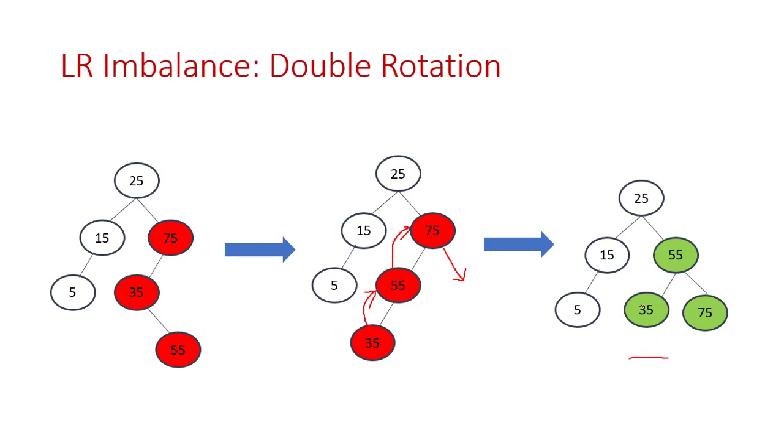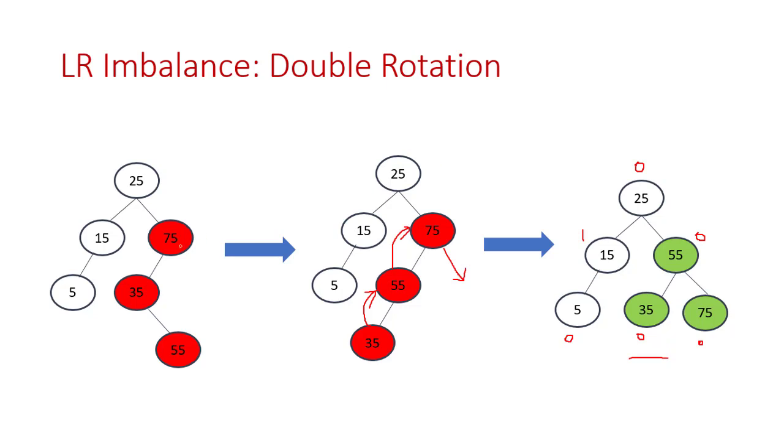Now check the balance factor of all the nodes. The balance factor of 5 is 0. The balance factor of 35 is 0. The balance factor of 75 is 0. The balance factor of 55 is also 0. 1 minus 1, that is 0 here. The balance factor of 15 is 1. The balance factor of 25 is 0. 1 and 0 is acceptable in the AVL tree. So then we can go for the insertion of a next element.